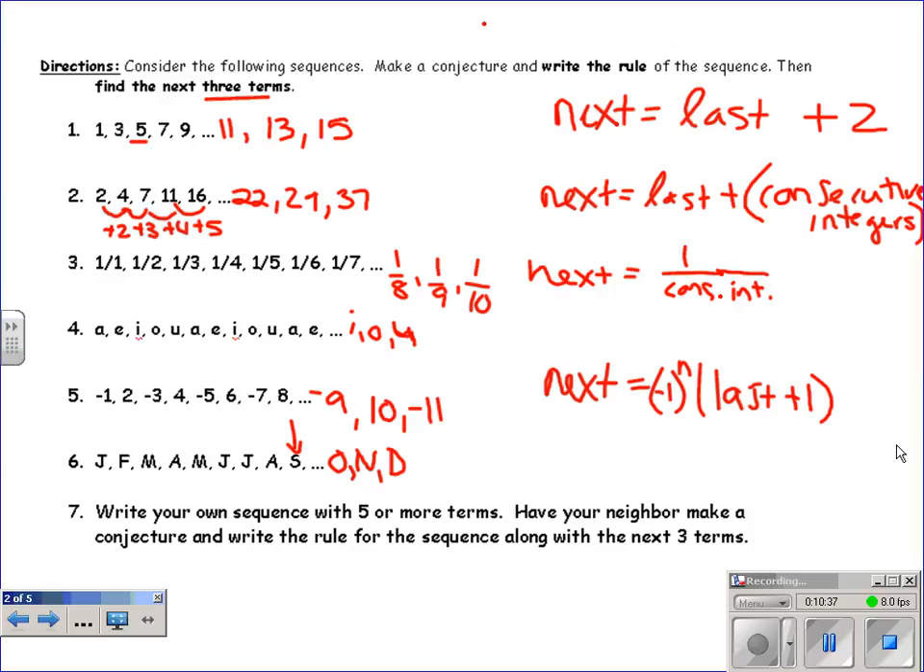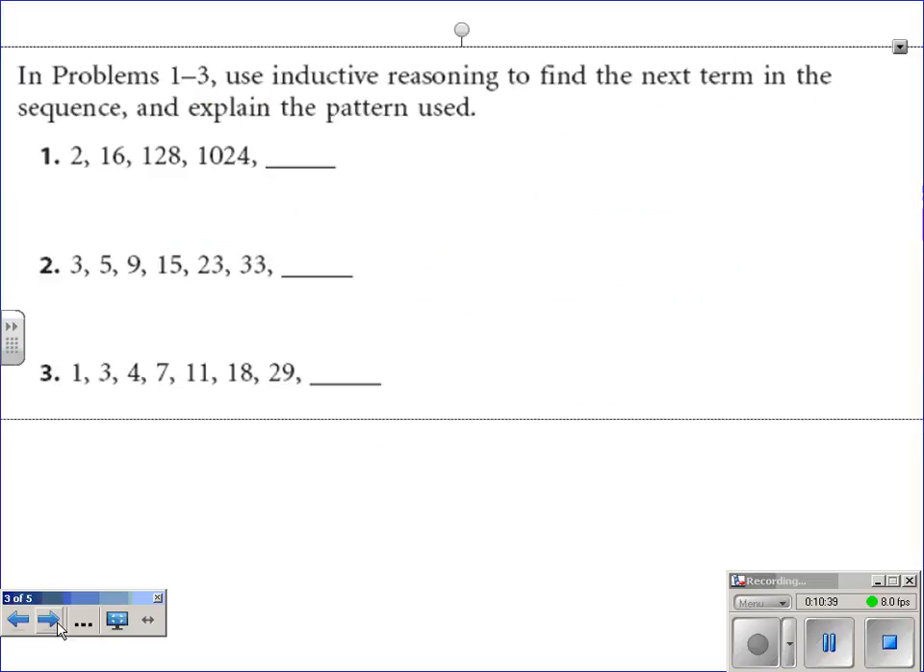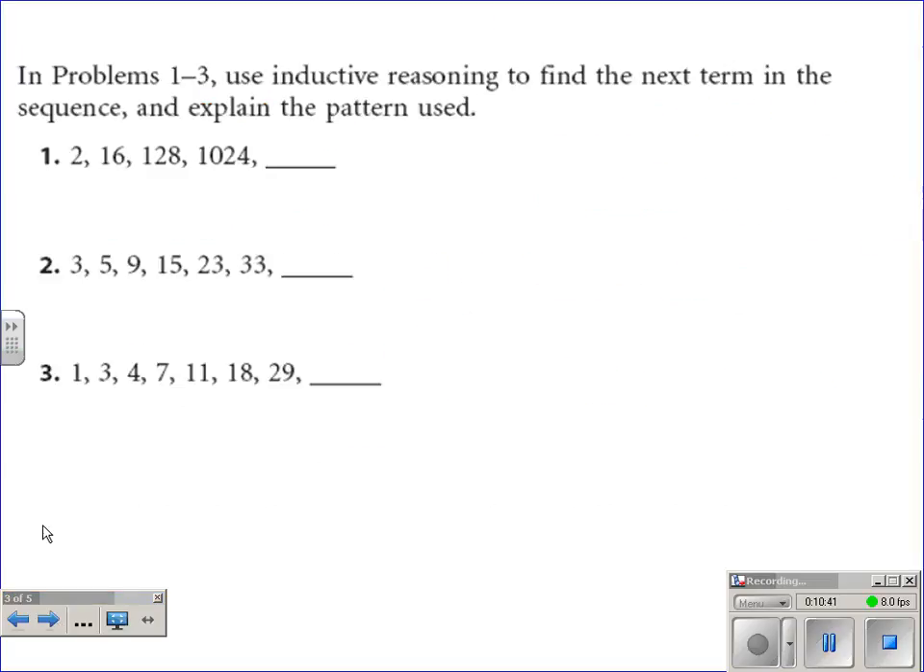Okay, it sounds like you guys have shared your sequences. I really appreciate that. Turn to the next page. On the next page, it says use inductive reasoning to find the next term in the sequence and explain the pattern used. Brett, it says 2, 16, 128, and 1024.